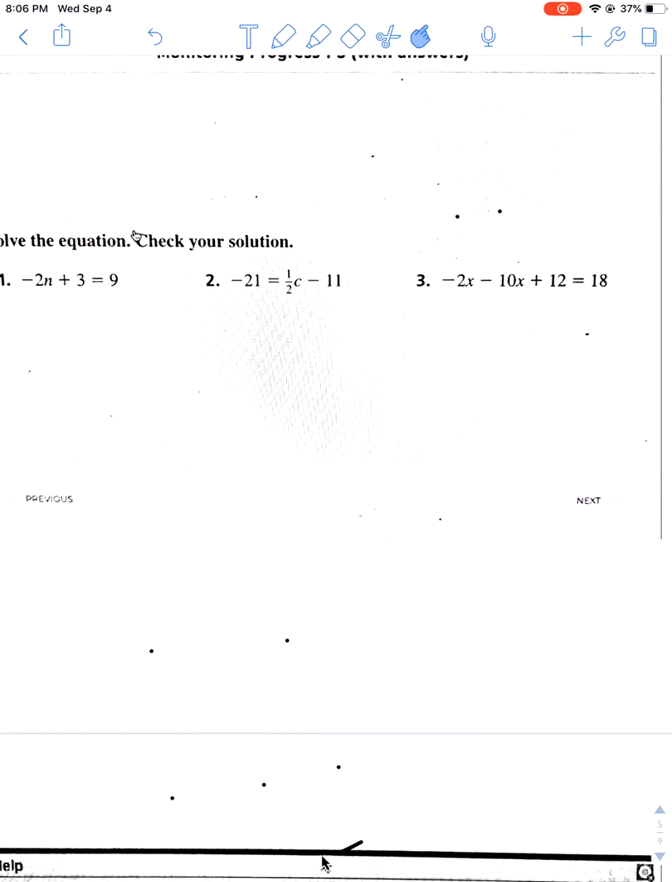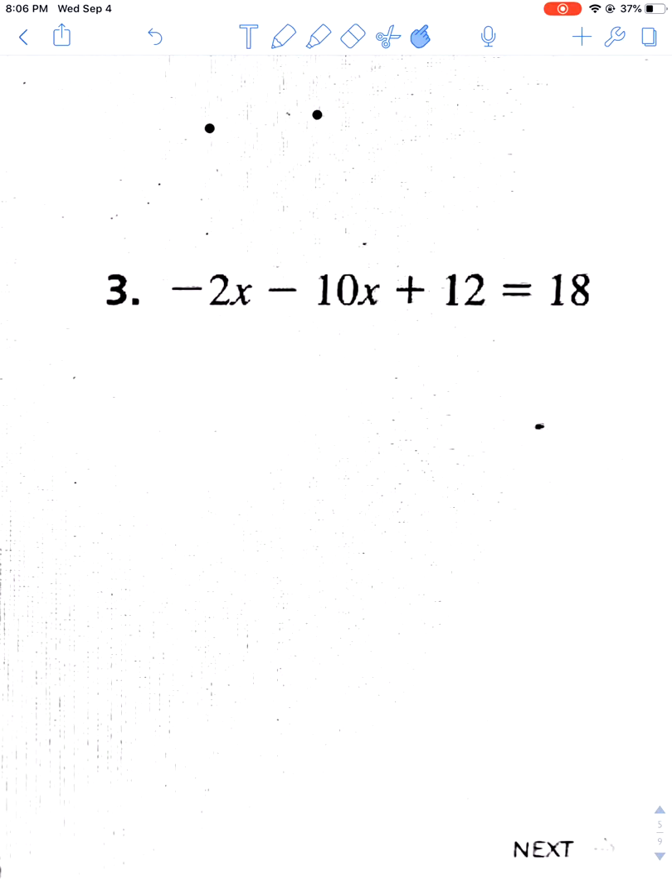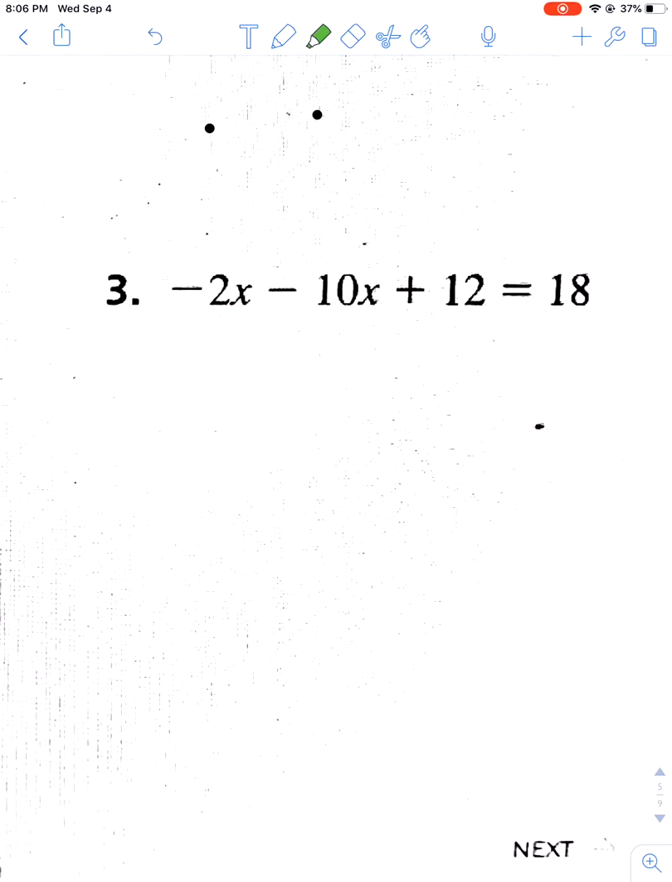Alright, let's try this one. The other ones, there's nothing too interesting about those. So we look, is there anything that I can combine? Yeah, I can combine the negative 2x and the negative 10x, because they are both x's. Same sign, so we add. 2 plus 10 is 12.